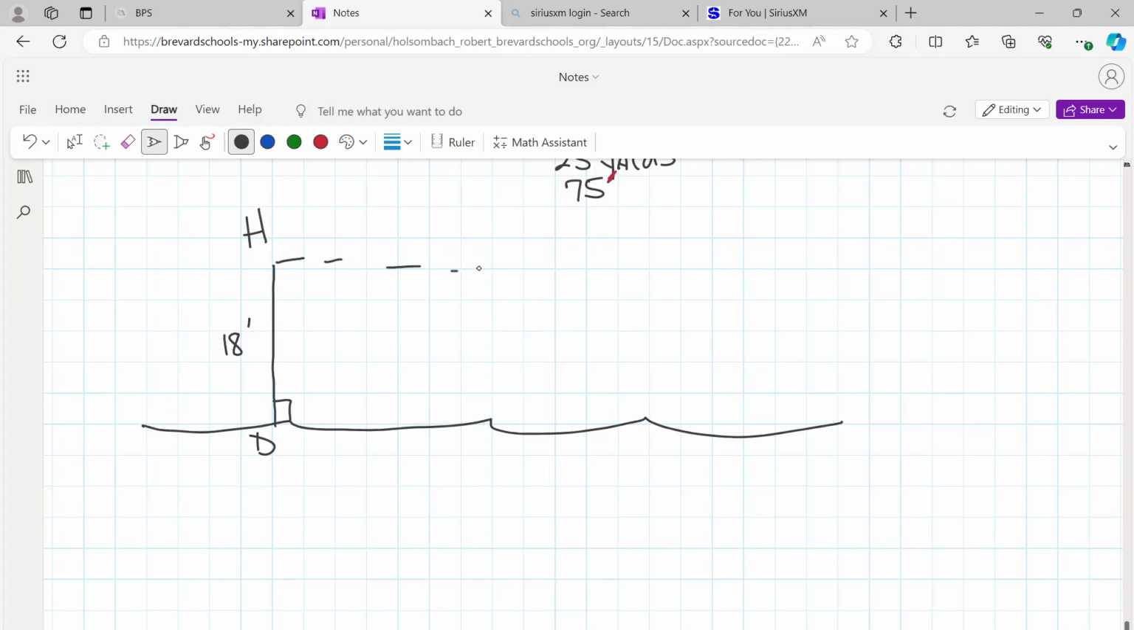Here's the horizontal. Here's the line of sight looking down at the person in the water. I'm going to put a P here. The angle of depression is 42 degrees. Okay?